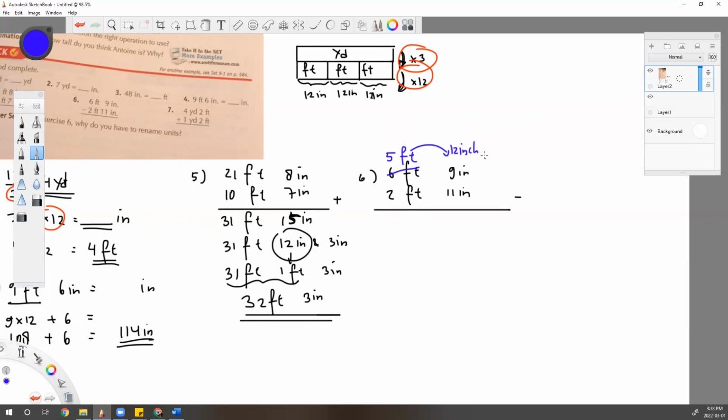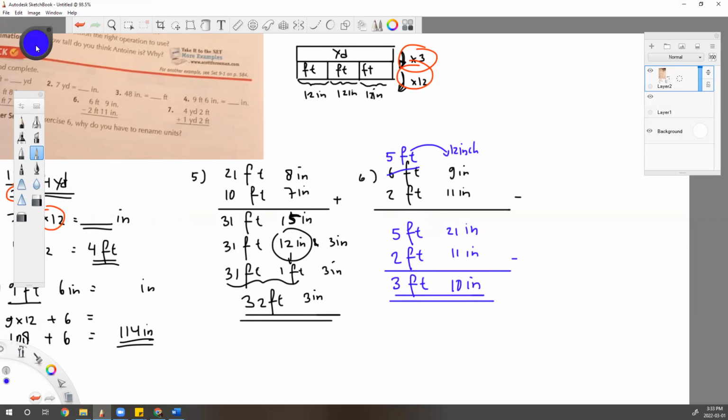So what you need to do, make the new operation. 5 feet and 12 plus 9, 21 inches, right? You subtract 2 feet and 11 inch. So you do the subtraction. This is 10, so less than 12. It's quite simple. 3 feet. Done.